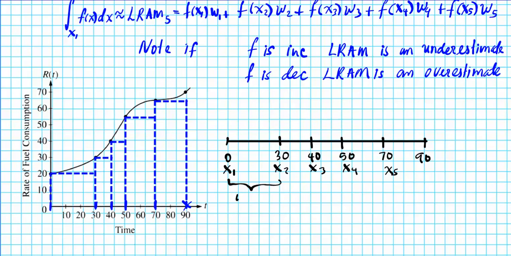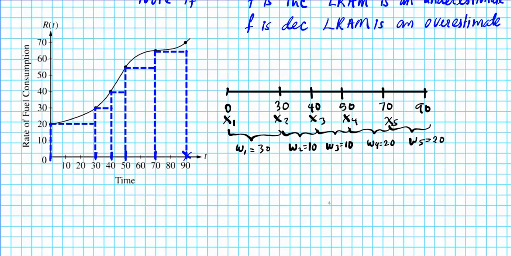Width 1 is 30. And then the second width, how wide is the second rectangle? W2 is 10 units wide. W3, the third rectangle, is 10 units wide also, as you can see here, 10, 10. And then this one is 20 units wide. W4 is 20. And then the last rectangle, how wide is it? 70 to 90. W5 is 20 units wide. Okay, so that's all we need.